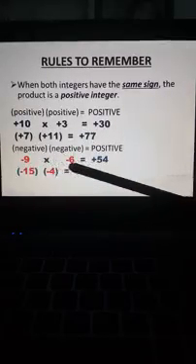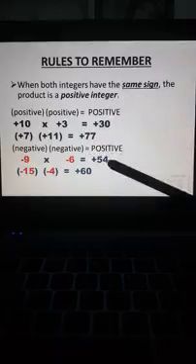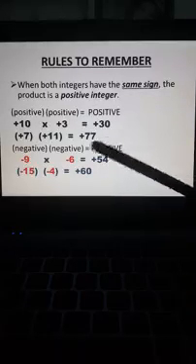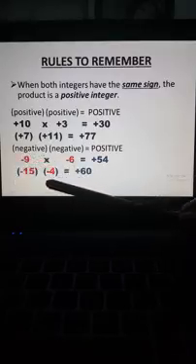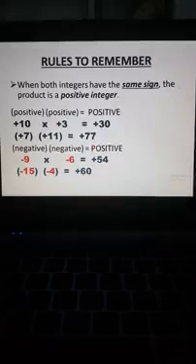Negative 9 times negative 6. If you notice, both factors are negative, so the product is positive 54. Negative 15 times negative 4 is equal to positive 60.